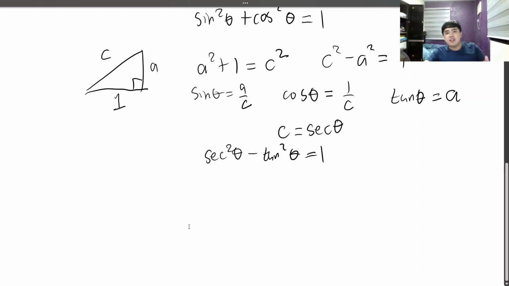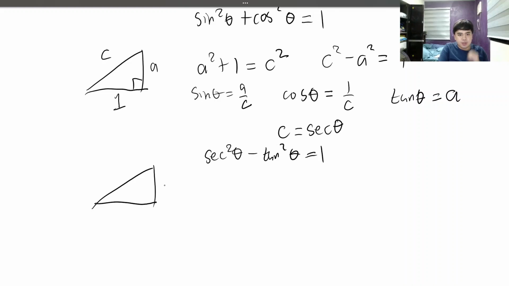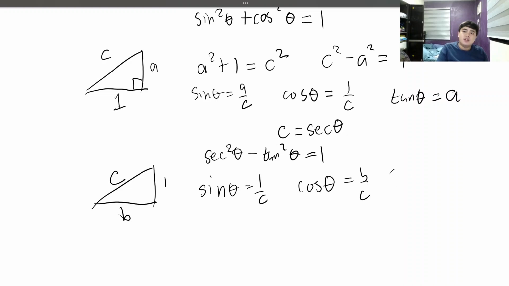And how do we find the third one? That's obvious. We just replace one of these with a 1, and b here and c here. And let's do the same rodeo again. Sine theta is 1 over c. And then cosine theta is b over c. And tangent theta is 1 over b.